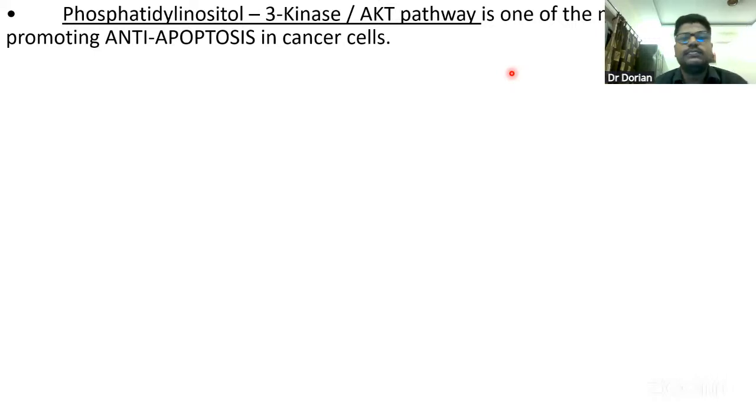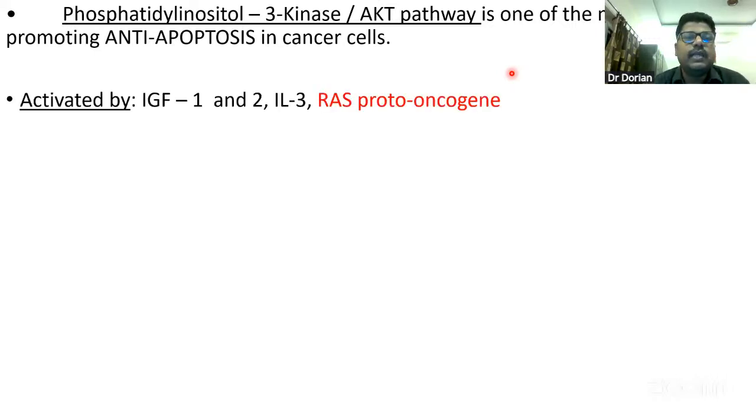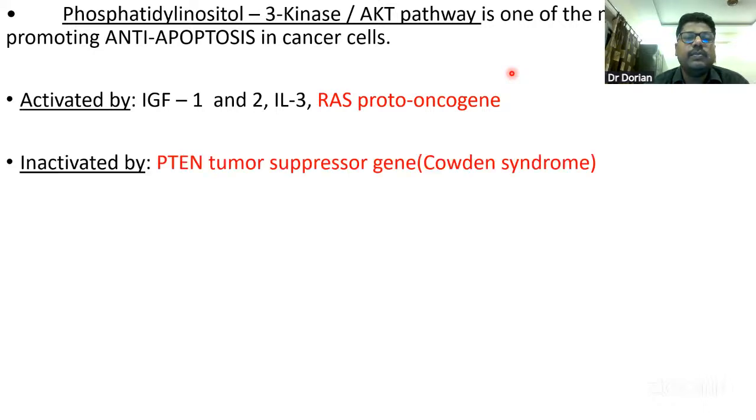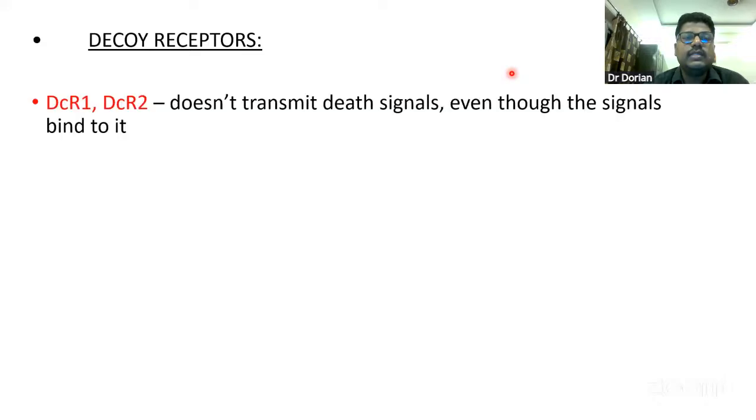Okay, Peutz-Jeghers. This PI3K AKT pathway will be activated by insulin-like growth factor 1 and 2, interleukin 3, and RAS proto-oncogene. It will be inactivated by the PTEN tumor suppressor gene, observed in Cowden syndrome. And this extrinsic pathway, it depends upon receptors.